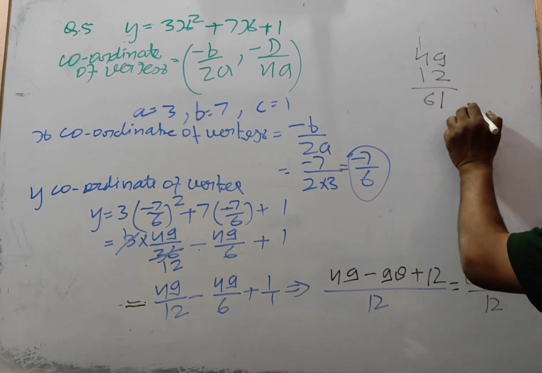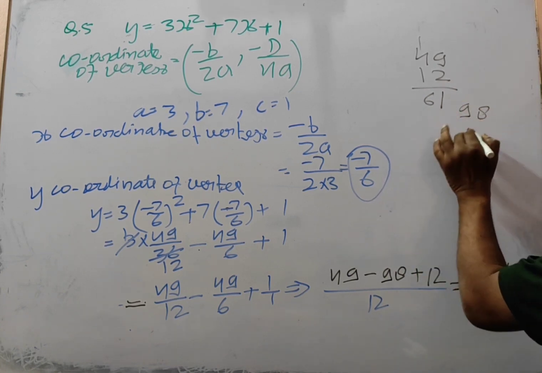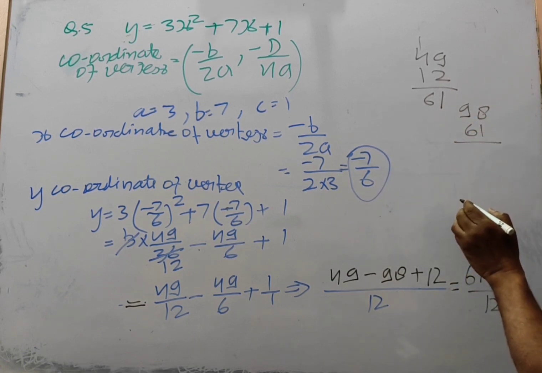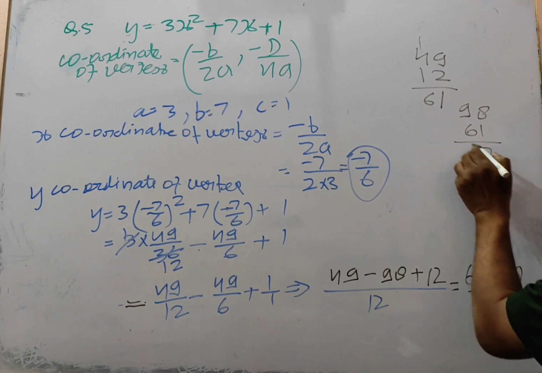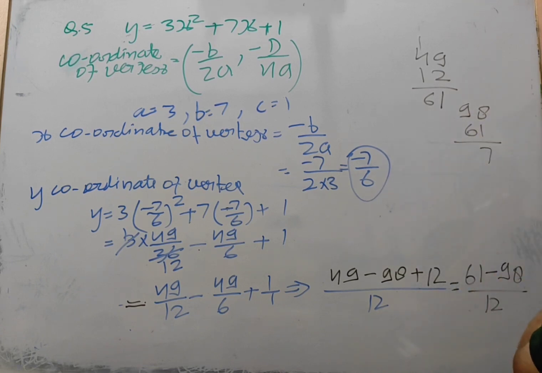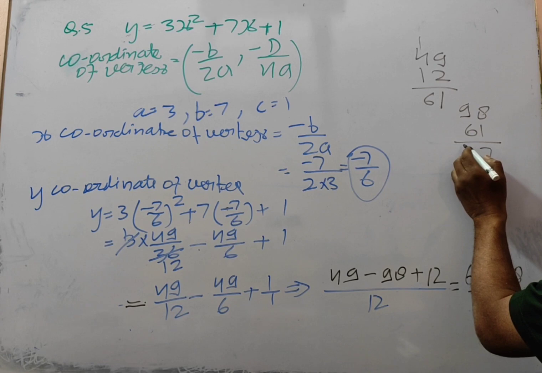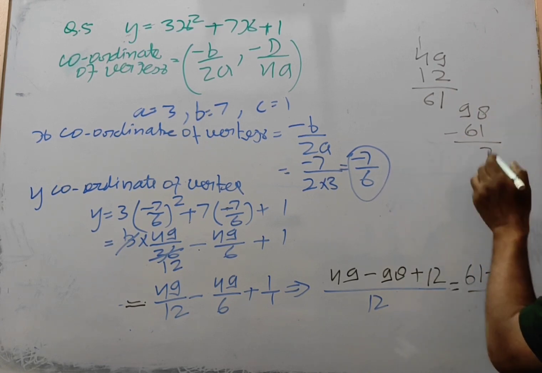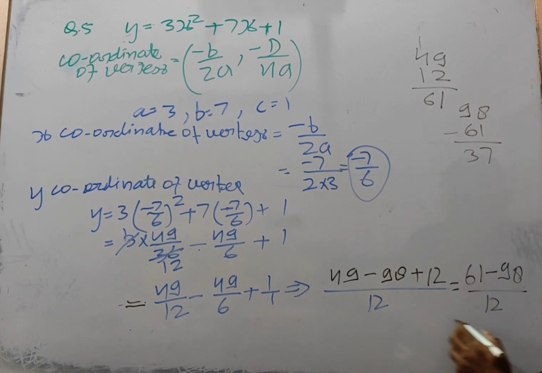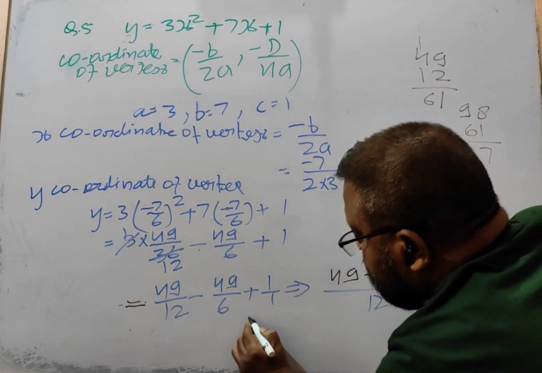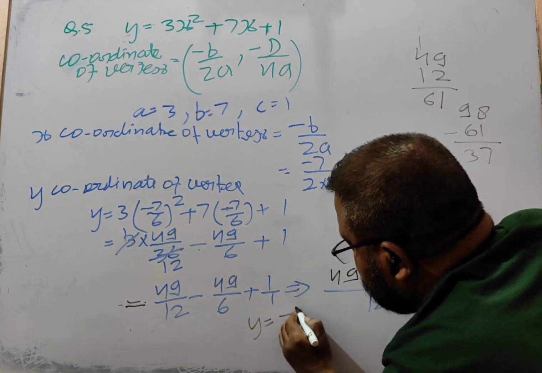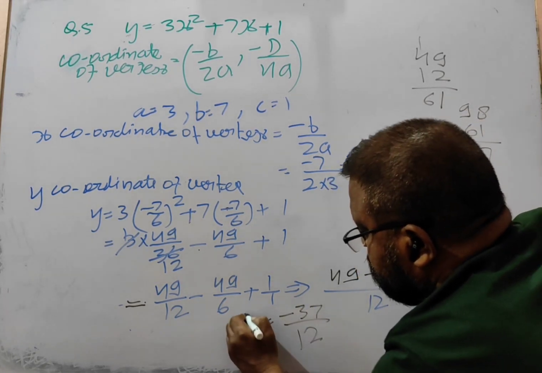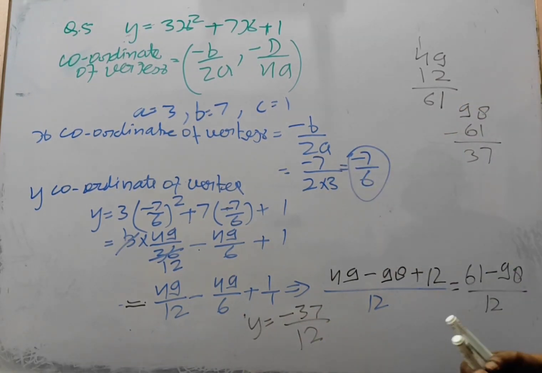So 98 minus 61, we get 37. When we subtract, we get 7 and 3 minus 37. So y is equal to minus 37 upon 12. So this is the coordinate of vertex.